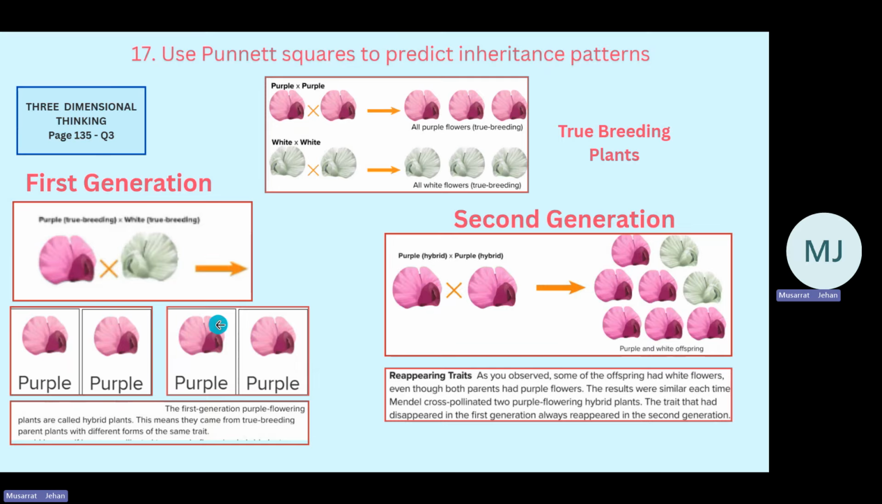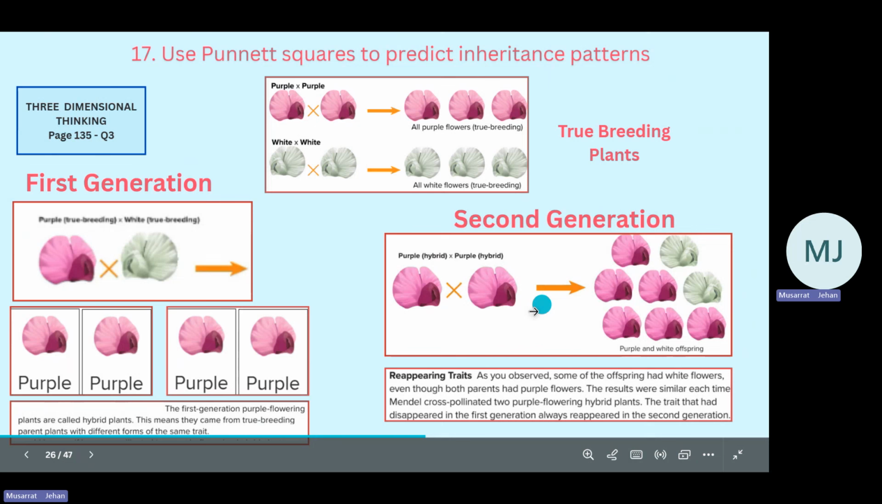Then when you breed these two hybrid purples, in the second generation we see the white comes back. How did the white reappear? This shows that it was hidden, it was blocked by the purple, but now you can see it. So some offspring had white flowers, even though both parents had purple. These results were similar each time Mendel cross-pollinated. The trait that had disappeared in the first generation has reappeared in the second generation.